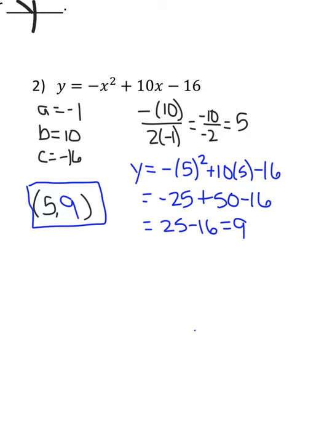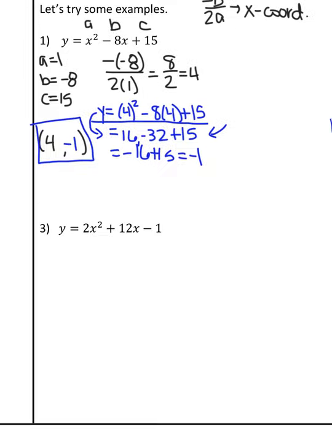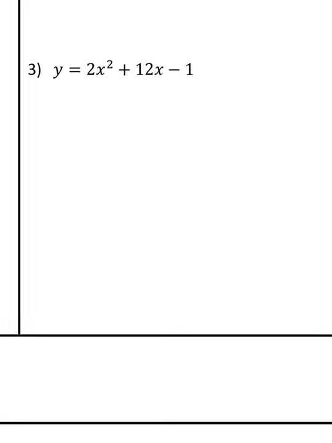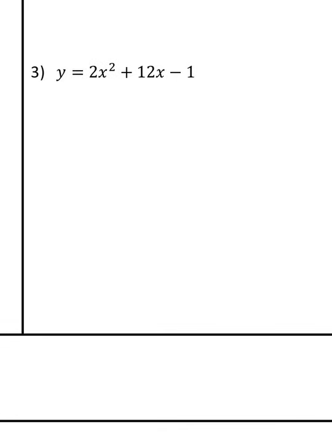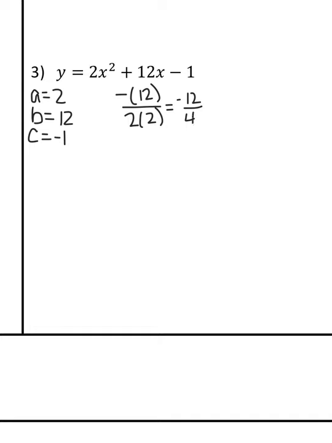Oh, I didn't use 2 fingers, so here we go. Number 3. So A equals 2, B equals 12, C equals -1. All right, so it's negative B, so it's -12 over 2 times A, so 2 times 2. So this is -12 over 4, which is -3.